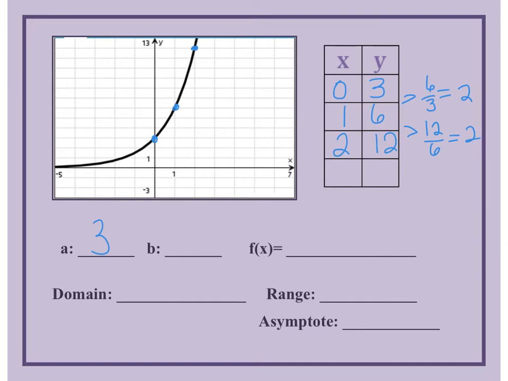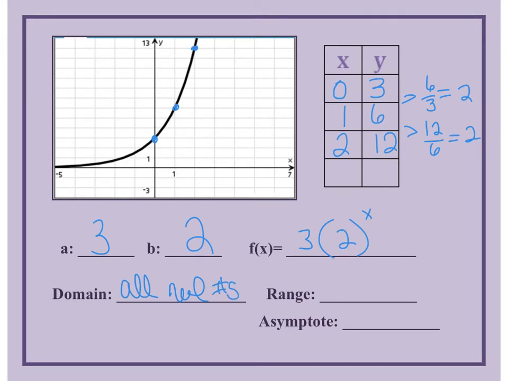Because I have a common ratio, that 2 is my b value, because b is my common ratio. So my function is f of x equals a, which is 3, times 2 raised to the x power. My domain, because there are no restrictions, is all real numbers.